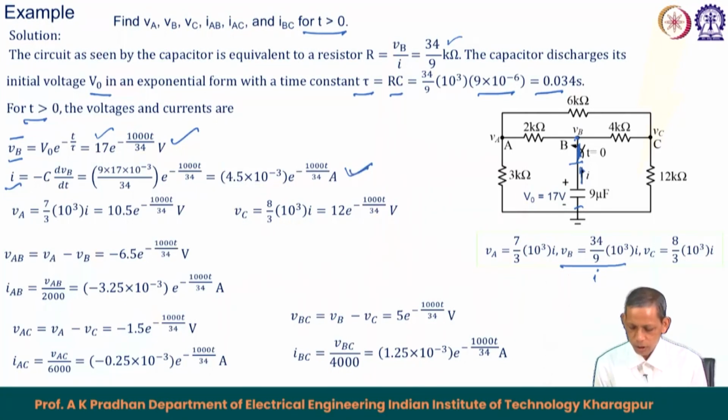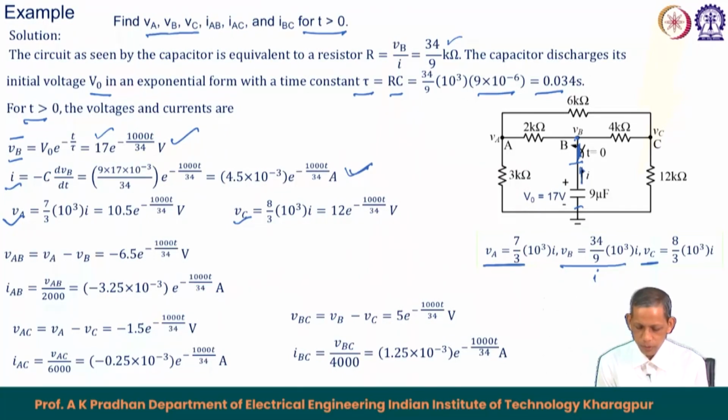Now, if we substitute this current in the V A and V C expressions, we get V A and V C like this. V A becomes 10.5 e to the power minus 1000 t by 34 volt and V C equals 12 e to the power minus 1000 t by 34 volt. So, we got V A, V B, V C and the corresponding I in the form of an exponential term, e to the power minus t by tau. Now, this part is over.